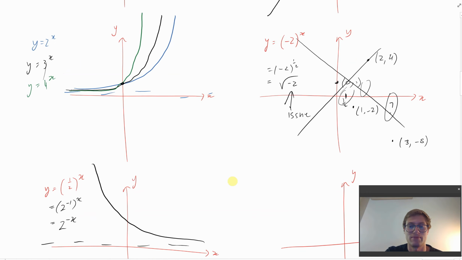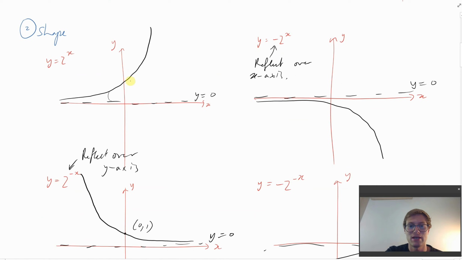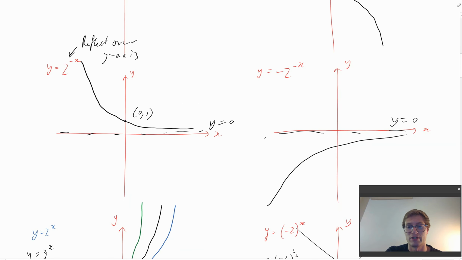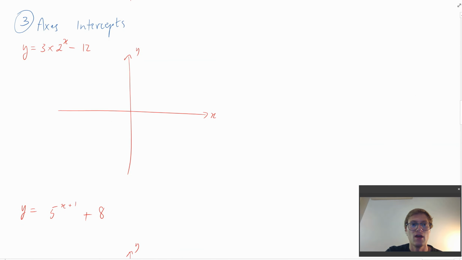So really, as we said earlier, there's only 4 standard shapes, and the 2 different types of reflections: reflection in the x-axis, reflection in the y-axis, or perhaps both reflections at once. So 4 options, and you've got to figure out which one yours is. All right, once you've done the asymptotes, once you've figured out which type of shape you've got, you've then got to figure out the axis intercepts. So let's do 2 examples then.